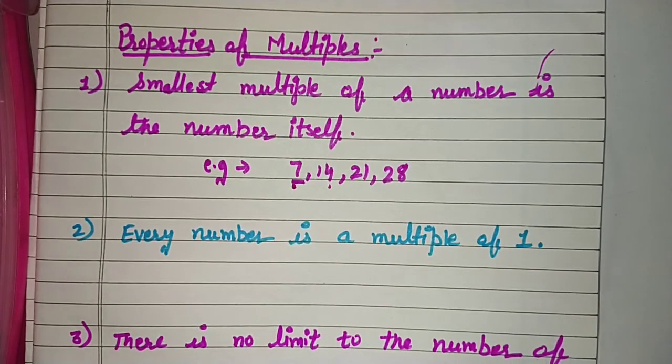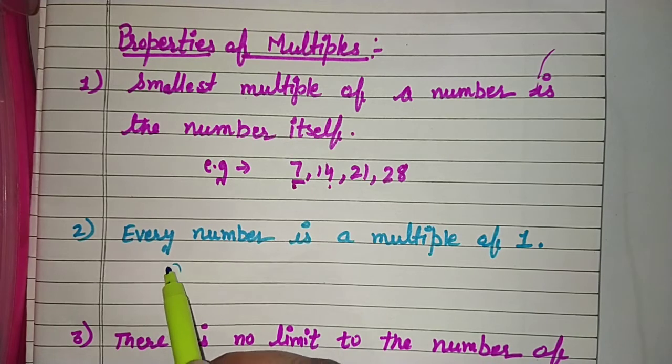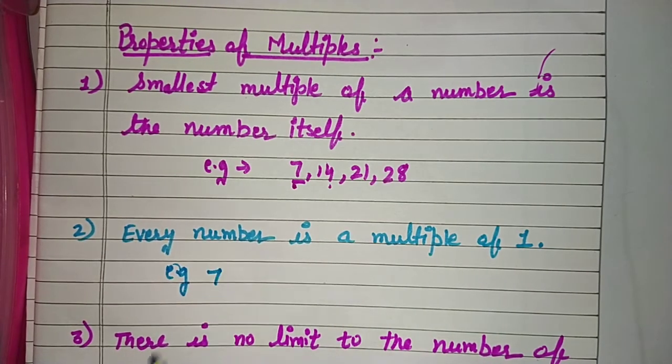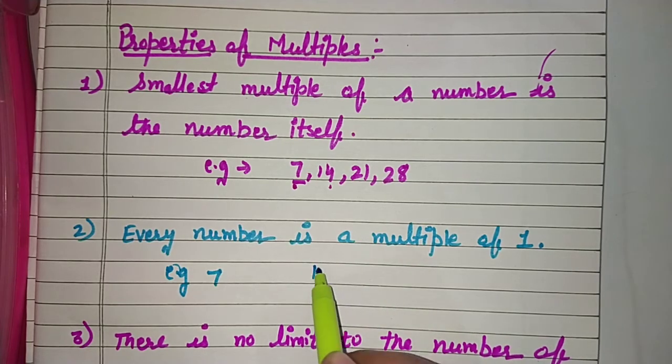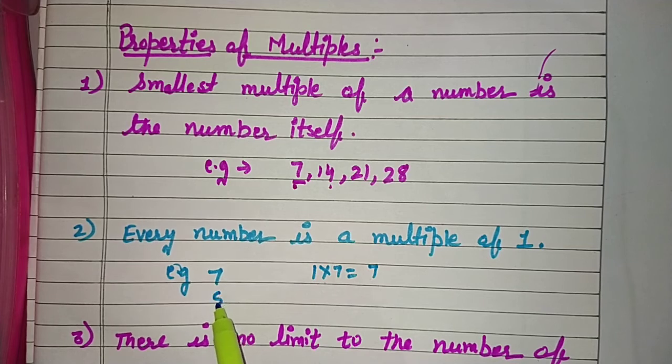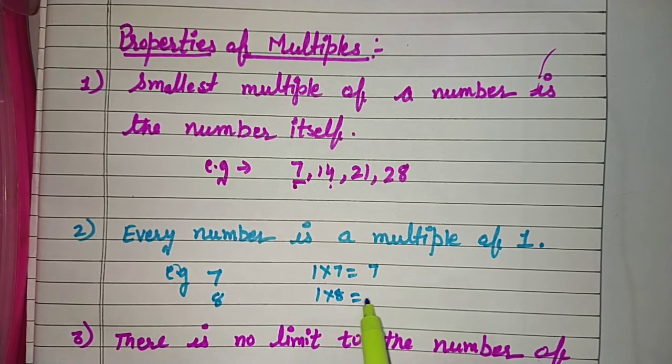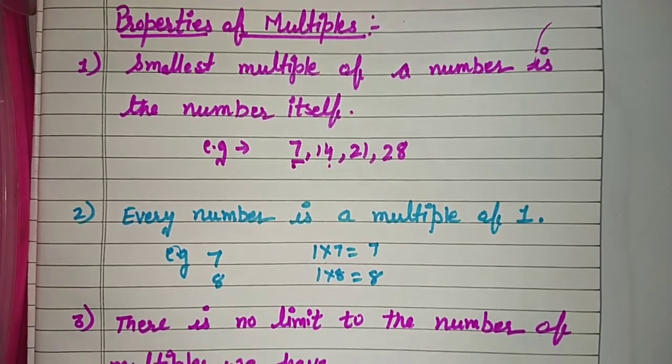The second property is that every number is the multiple of 1. Suppose if I am taking the number 7 only, okay, then this number is the multiple of 1 because 1 के table में 1 sevens are 7. If I am taking the number 8, 1 eights are 8. So every number is the multiple of 1, right?